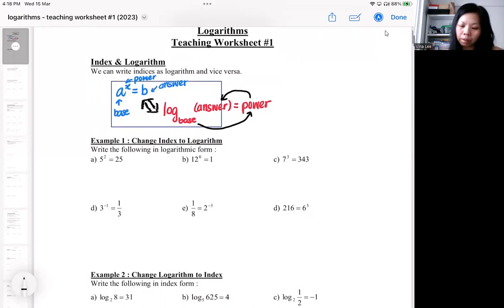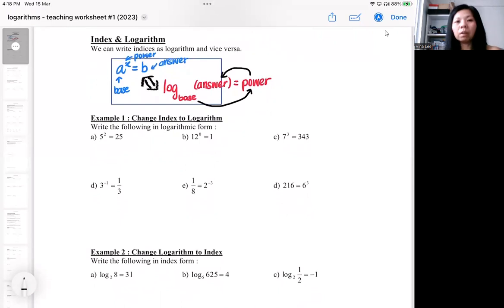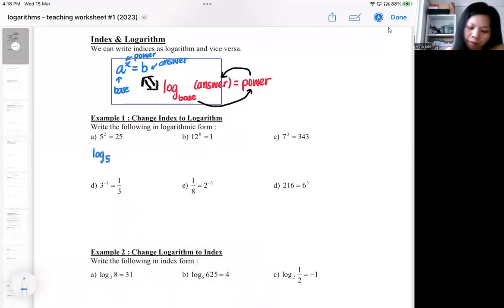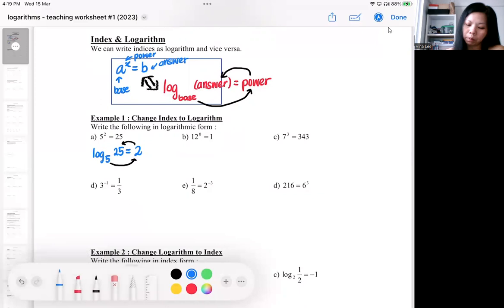I'm going to show you two examples in the translation. The translation or the switch in between indices and log will form the foundation of this topic, so anytime we can come back to the switching in between log and indices. In example 1, I got 5 squared equal to 25. The base is 5, the answer is 25, the power is 2. You can check: 5 squared is giving you 25. You can always check in the circular motion.